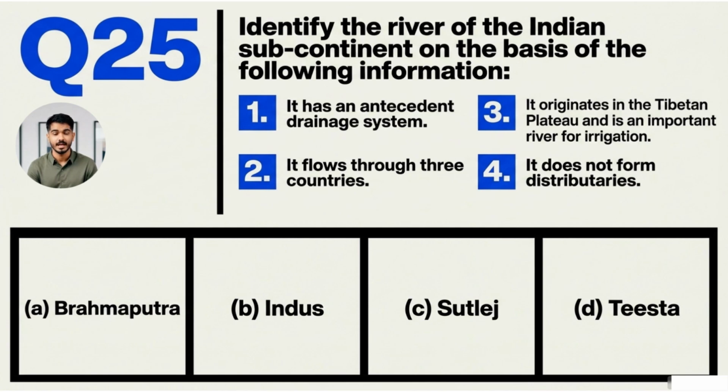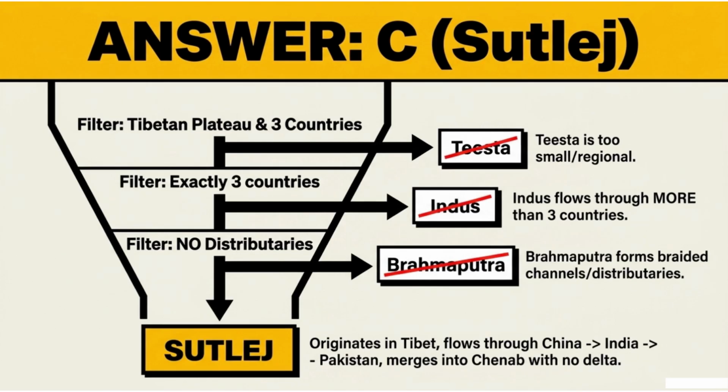Question 25. Identify the river of the Indian subcontinent on the basis of the following information. 1. It has an antecedent drainage system. 2. It flows through 3 countries. 3. It originates in the Tibetan Plateau and is an important river for irrigation. 4. It does not form distributaries. A. Brahmaputra. B. Indus. C. Satluj. D. Teesta. Answer is option C, Satluj.